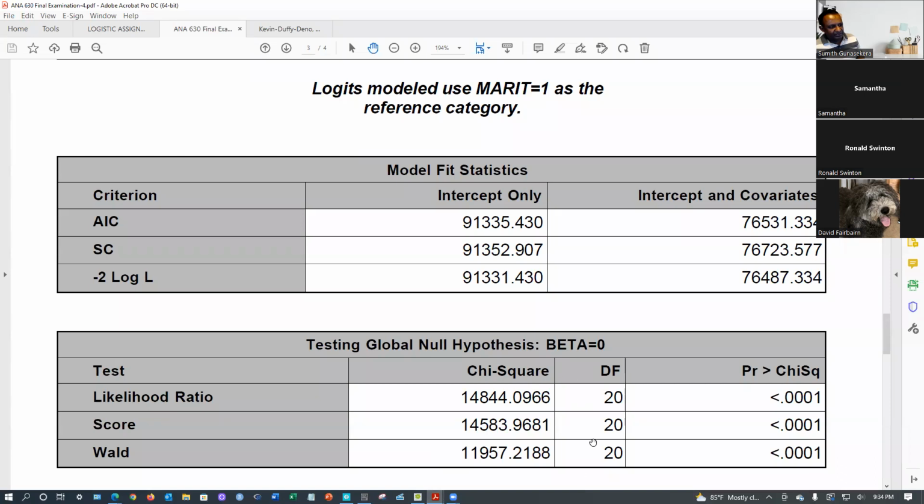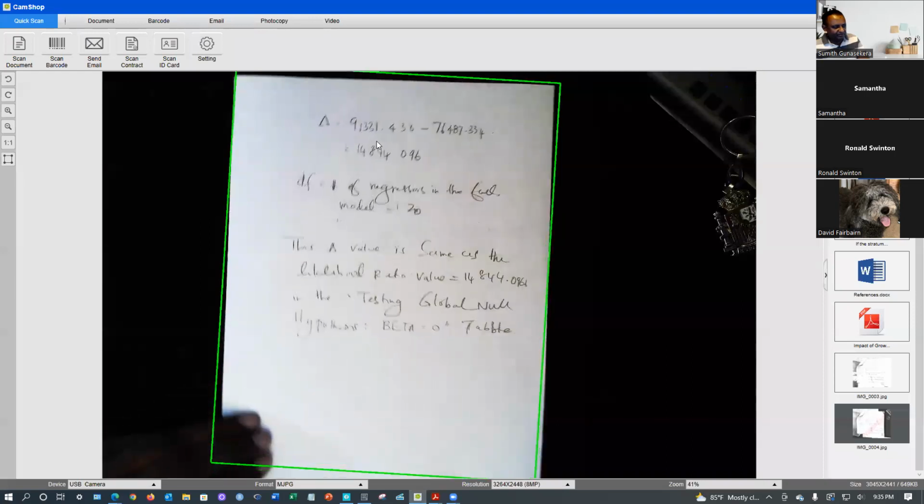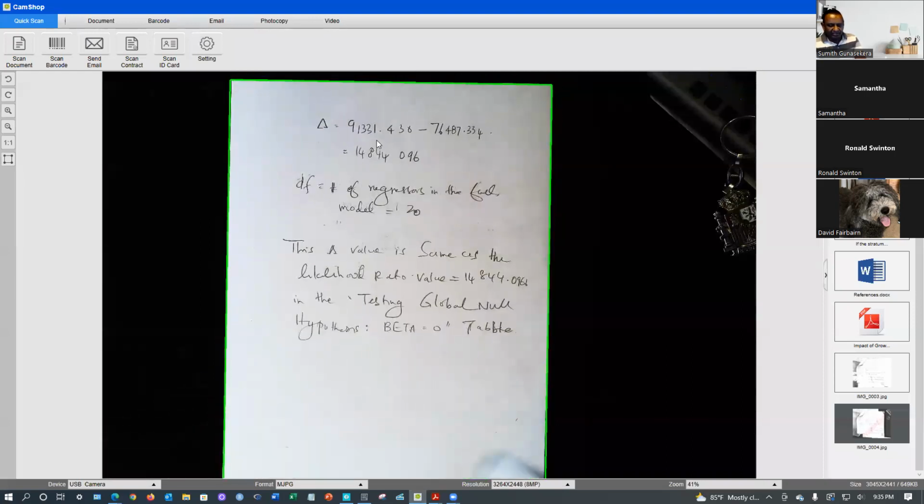I'm working on these two, and I got the degrees of freedom from here, but it's the same thing. I'm going to get the difference between these two, and then I'll show you something. That's my log likelihood, that's the lambda, and that's the test variable.